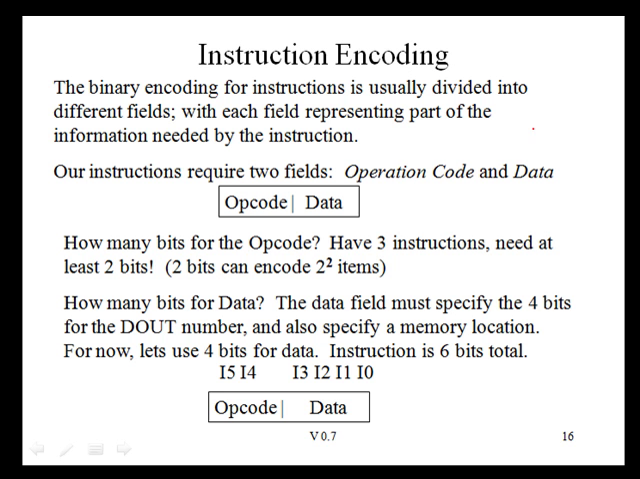What we need is a very efficient binary encoding for our instructions. Typically, instructions are encoded using multiple fields, and what we're going to use for our instructions is two fields. One field is going to be called the operation code, and it's going to specify what the instruction is. The other field is going to be called the data field, and it's going to be the data needed by the instruction. So how many bits do we need for the opcode? Well, we have 3 instructions. That means that we need a minimum of 2 bits, because 2 squared equals 4, so we could actually have up to 4 instructions using a 2-bit opcode field.